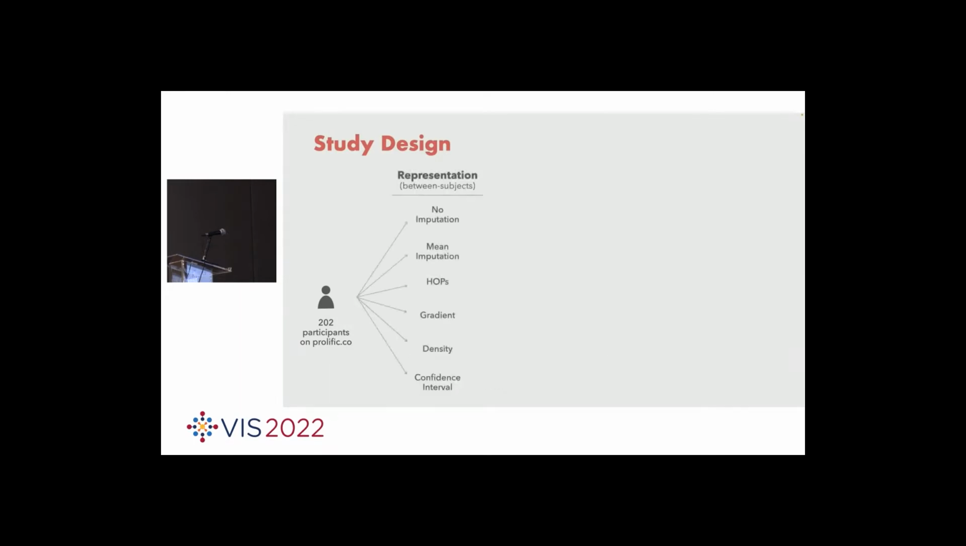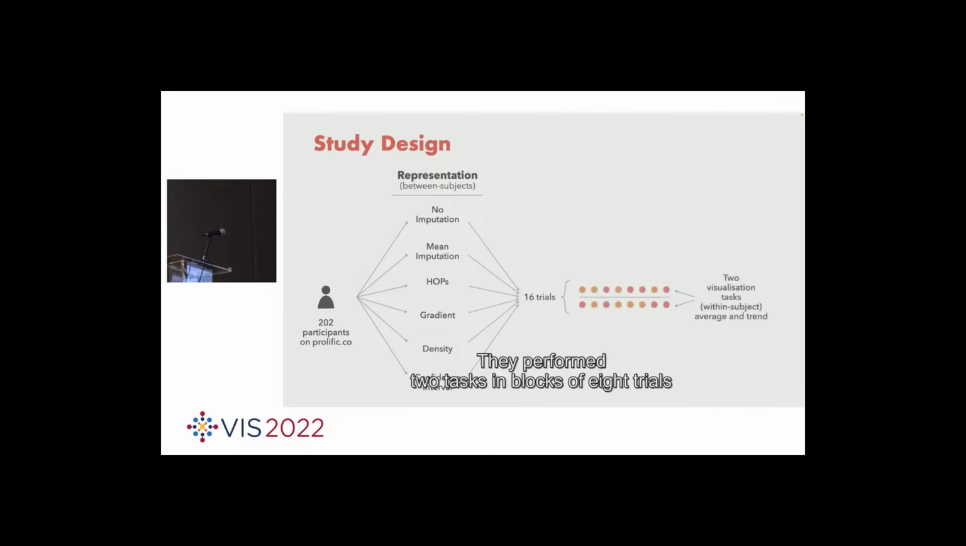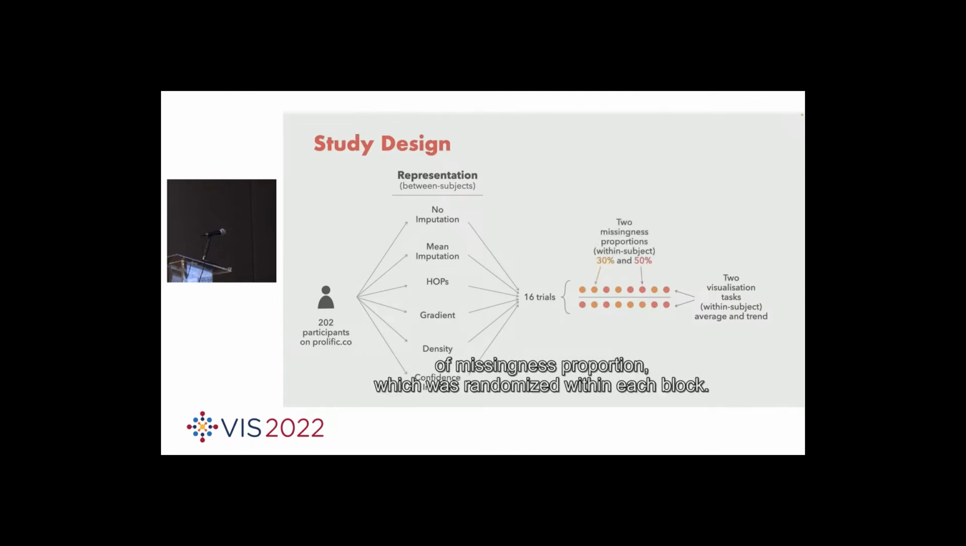To summarize our study design, we recruited 202 participants on Prolific. They were placed in one of 6 representation conditions. Each participant completed 16 trials. They performed 2 tasks in blocks of 8 trials where the order of the blocks was randomized. And they saw 2 levels of missingness proportion, which was randomized within each block.